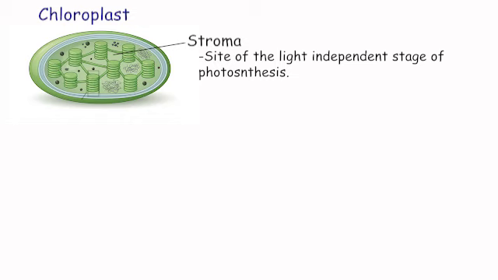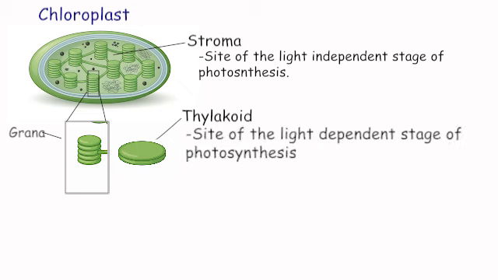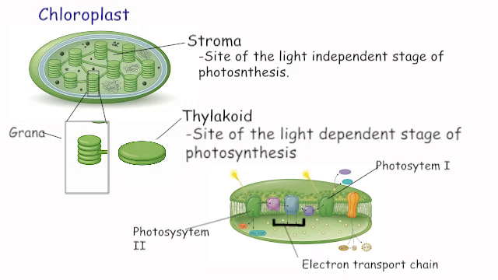The next part is the grana, and these look like a stack of coins, and each of those stacks or disc-like structures are called thylakoids, and these are sites of the light-dependent stage of photosynthesis. Now, the thylakoids have a thylakoid membrane in which are embedded what we call photosystems. There's photosystem 1 and photosystem 2, and also embedded in the thylakoid membrane is the electron transport chain, which consists of a series of electron carriers, and inside the thylakoid space are enzymes and other molecules needed to make ATP and reduce NADP, such as ATPase.